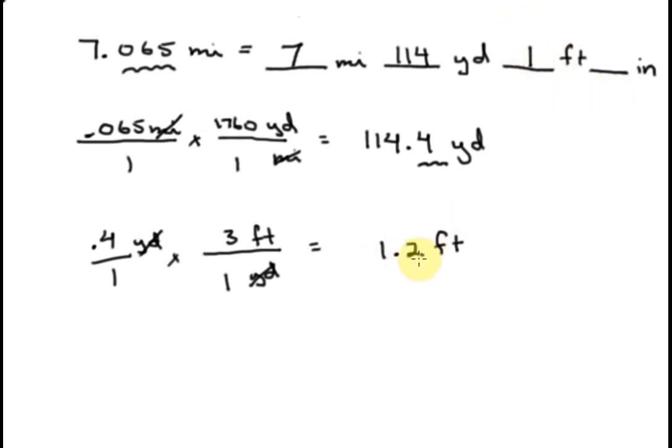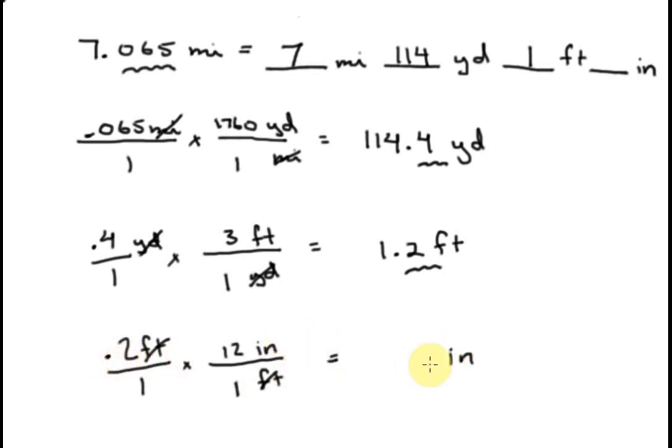Now I got to take this little decimal part here, the 0.2, which is the feet, and see how many inches that is. And so I'm going to get out of the world of feet into the world of inches. The conversion is 1 foot is 12 inches. That gets me out of feet and into inches. And 0.2 times 12 is 2.4. And so that's the amount of inches. And that's where I just leave it with that little decimal, and that's my answer.